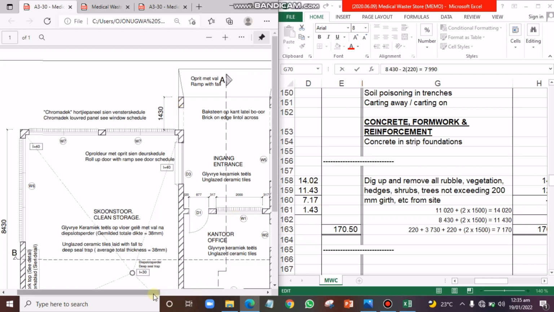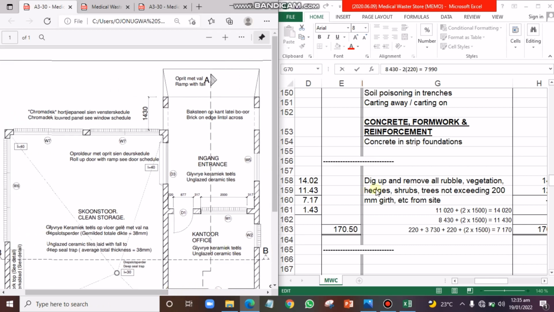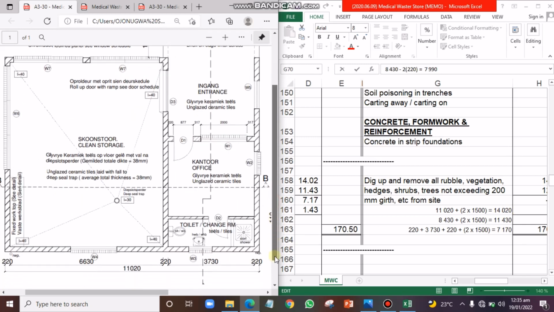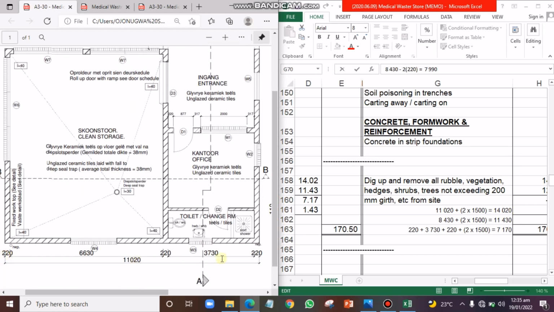So in our booking, since we are now carrying out the measurement and this is no longer collection, we are going to book. So we have the first value 14,020, which is the length from this point here to this point, by the width from here to here. And what we have as a width along this 8,430 side is 11,430. That is why we have 14.02 by 11.43.